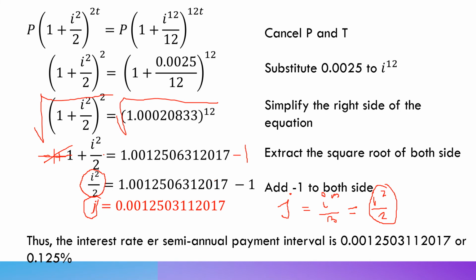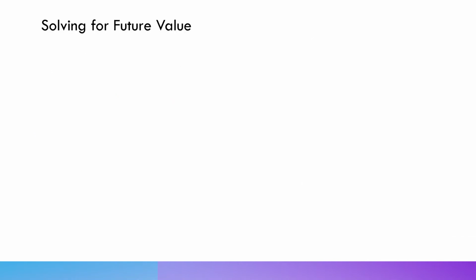Therefore, the interest rate per semi-annual payment interval is 0.001250311217, or in percent, 0.125%. So we have the interest rate. We can now compute for the future value. Solving for the future value, we have this: F is equal to R times the quotient of 1 plus j raised to n minus 1 all over j.